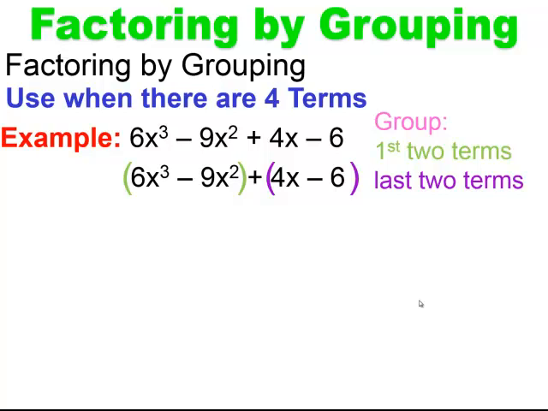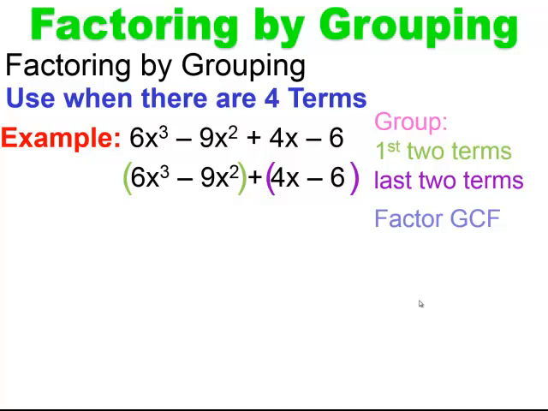And how it works is you're going to group using parentheses the first 2 terms together, and then group the last 2 terms together. Now notice that that sign in the middle needs to stay outside of the second grouping symbols. That's very important that you group the first 2, leave the middle sign out, and group the last 2. Then the next step is to factor out the greatest common factor out of the first grouping and the greatest common factor out of the second grouping.